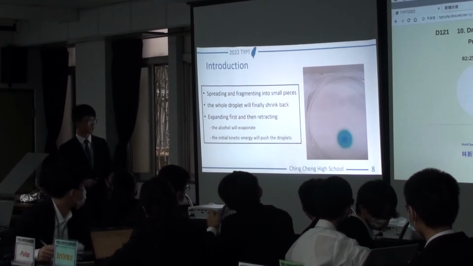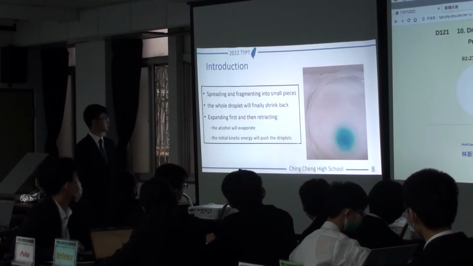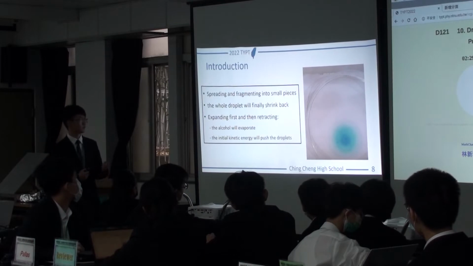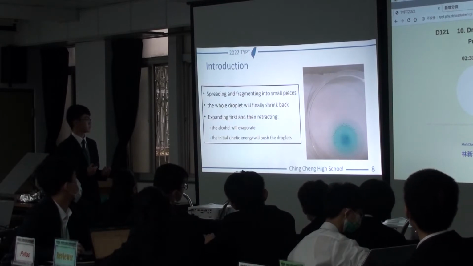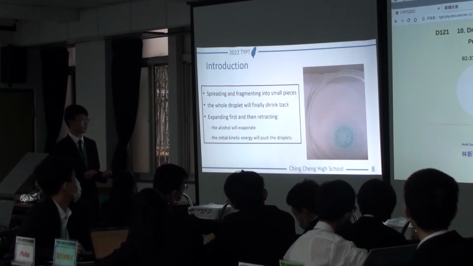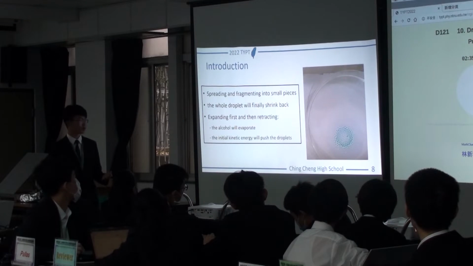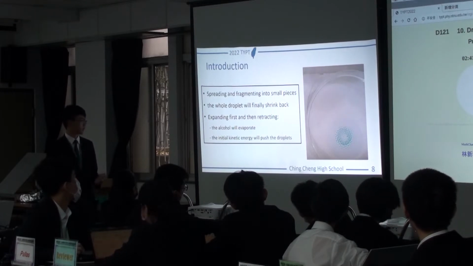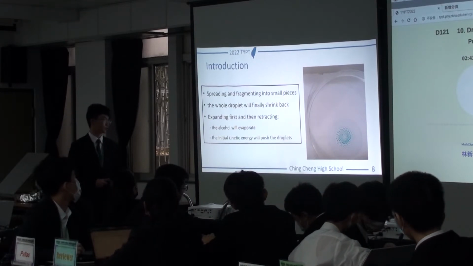We take it at double speed. As you can see, after spreading and fragmenting into small pieces, the water will finally stream back. The reason for expanding first and then retracting is because the alcohol will evaporate, and the initial kinetic energy will push the droplet.